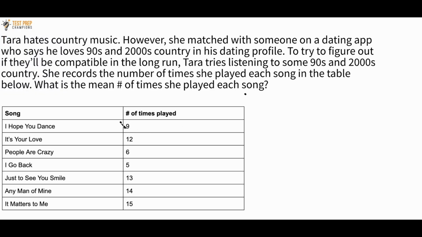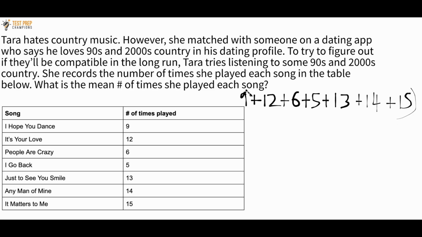First you take every number in the data set and you add them up. So I'm going to take 9, 12, 6, 5, 13, 14, and 15, right? And I'm going to add these up, and I'm going to divide by the total number of numbers in my data set. So in other words, I'm going to start by adding up all of the numbers here, and then I'm going to count up how many numbers I have, and that's what I'm going to divide by. So I have 1, 2, 3, 4, 5, 6, 7 numbers.